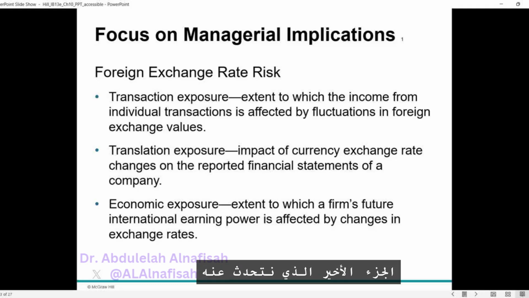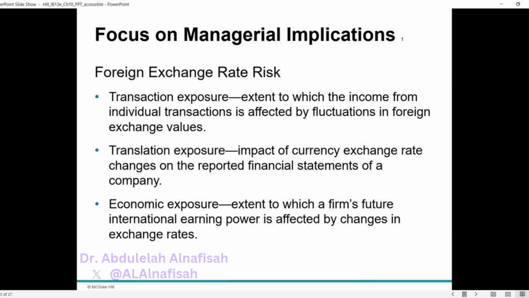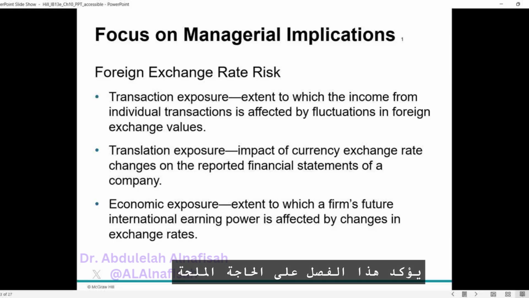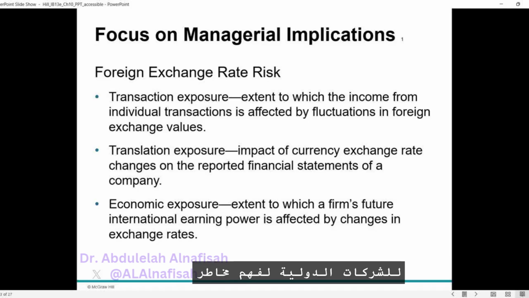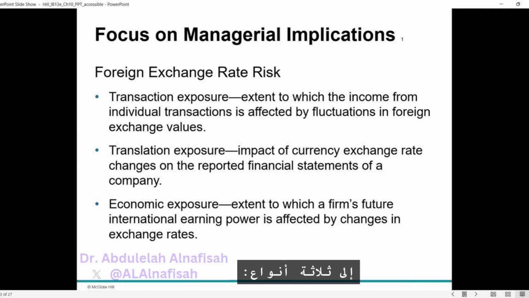Okay, the last part we talk about is managerial implications. This chapter emphasizes the critical need for international businesses to understand foreign exchange risk, which can significantly impact the profitability of trade and investment deals due to fluctuations in exchange rates. Foreign exchange risk is categorized into three types.